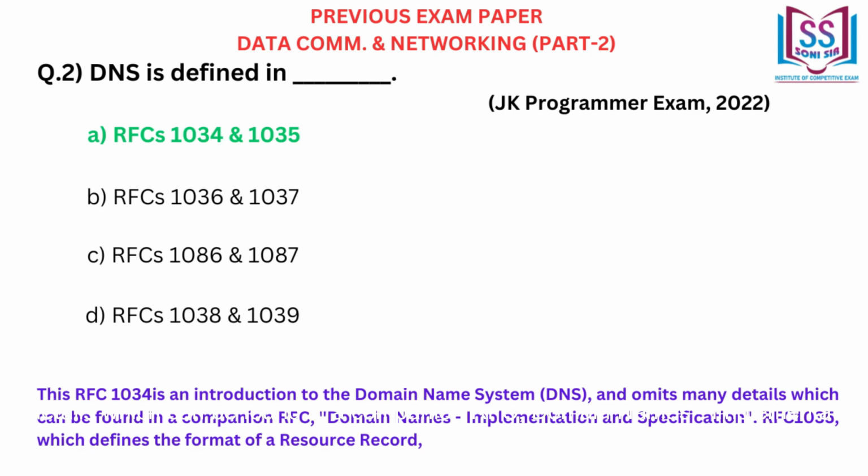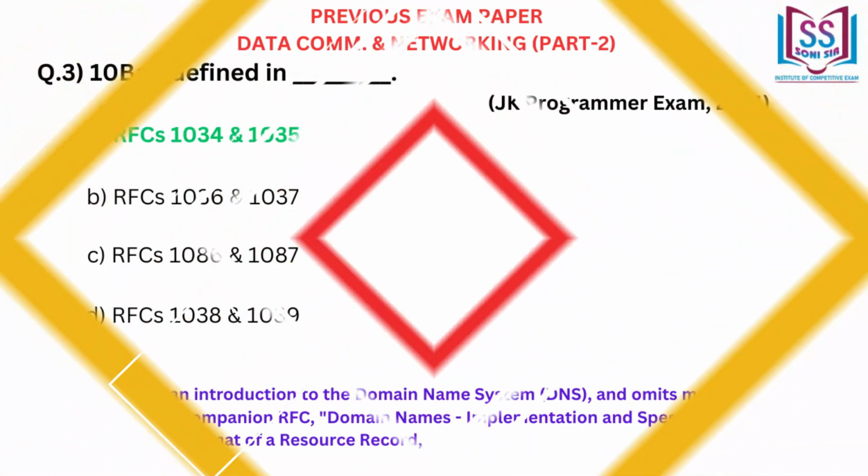RFCs 1034 and 1035. RFC 1034 is an introduction to the domain name system and omits many details which can be found in a companion RFC, Domain Names: Implementation and Specification, RFC 1035, which defines the format of a resource record.